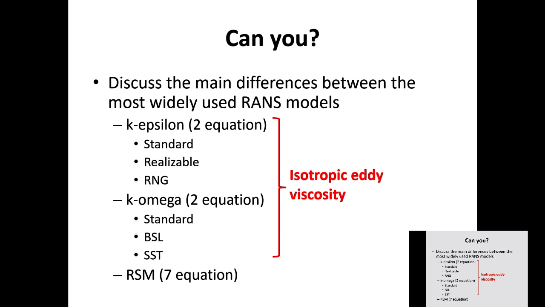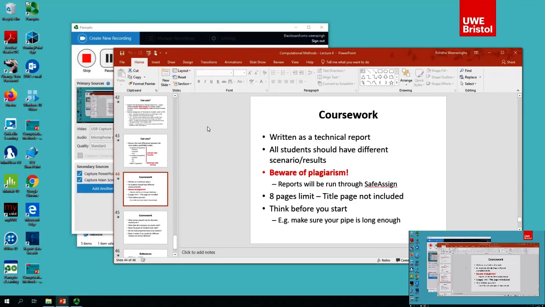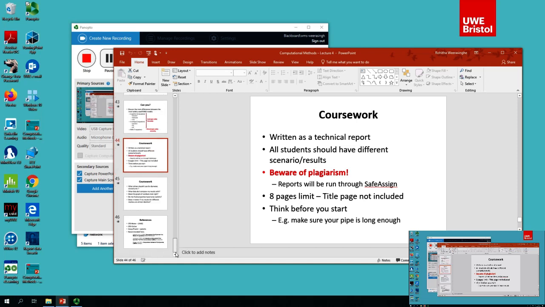So basically, K epsilon and K omega models have isotropic eddy viscosity, and your Reynolds stress models solve 7 equations and give you an anisotropic eddy viscosity. Okay. Right. We stop there.